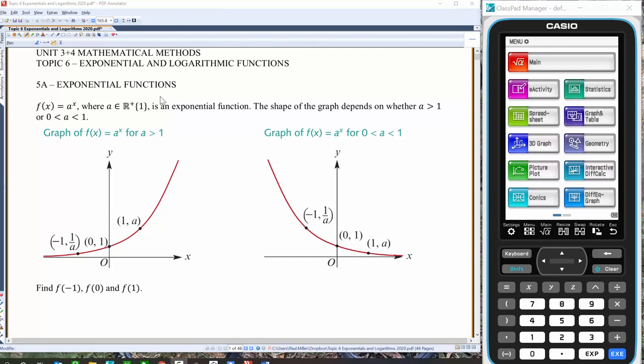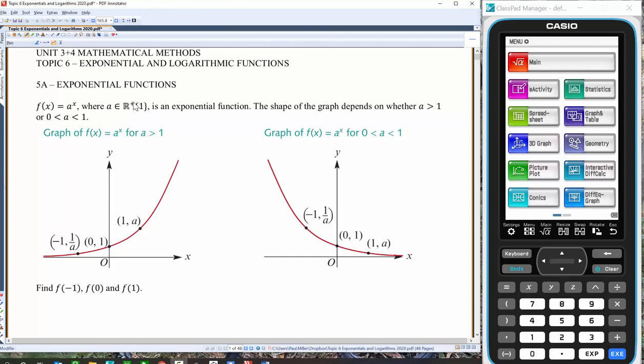Exponential functions are all the rage at the moment, with COVID-19 spreading quickly in some countries and not spreading quickly in other countries. So let's use that as some fodder for discussion as we move through this unit. So we've got an exponential function here, f of x equals a to the x, where a is an element of all real positive values, not including 1.